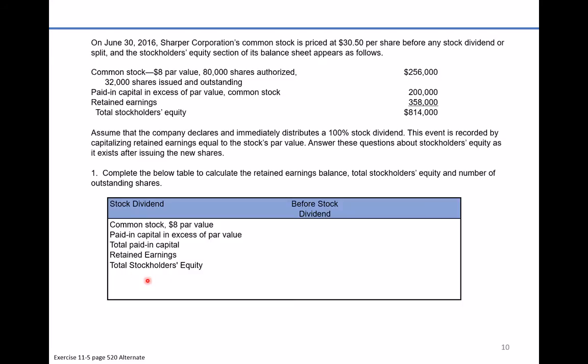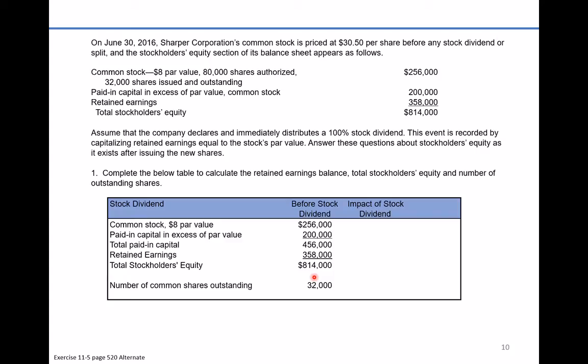We know before the stock dividend that there were these numbers. Common stock, as we indicated above, was $256, paid-in capital $200, that makes a total paid-in capital of $456. Retained earnings of $358 gives us our stockholders' equity of $814,000. Okay, so now we're asked to decide on the impact of the stock dividend. Well, what's happening with the stock dividend? They're going to issue, for every one share somebody has, they're going to get one more share. It's a 100% stock dividend.